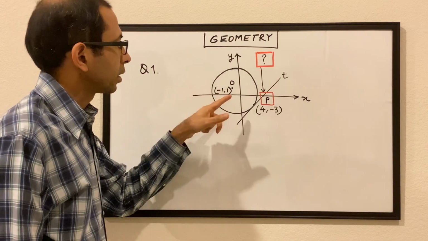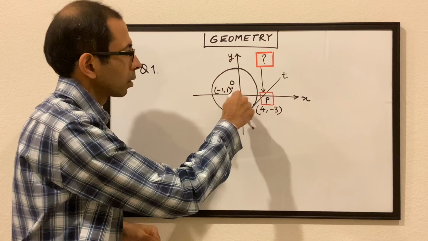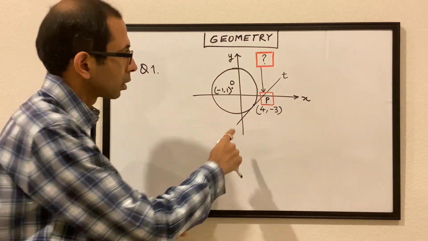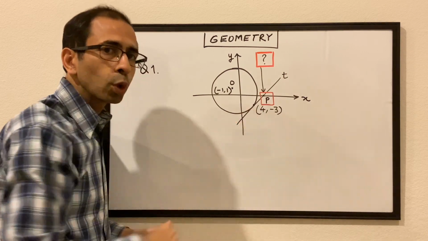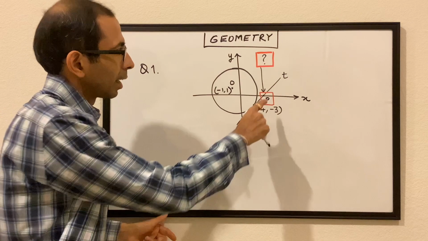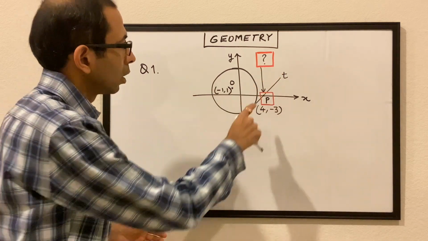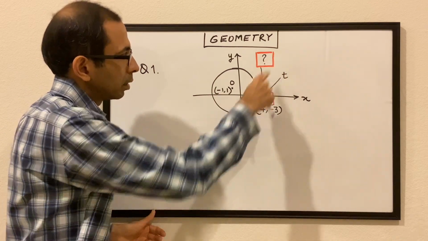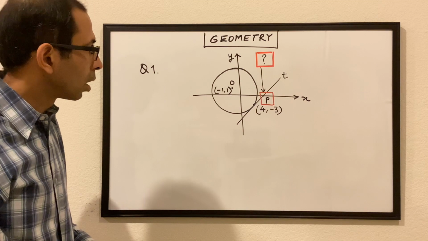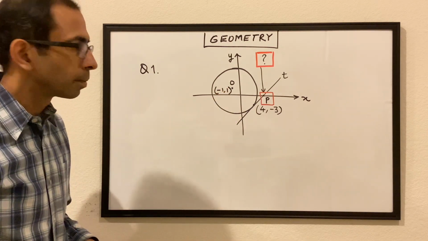So we have a circle with center (-1, 1), and there is a point on the circle (4, -3), and there is a tangent line T going through this point (4, -3), right? And we have to find the x-intercept of this tangent line. So we have to find the coordinates of point P where this tangent line cuts the x-axis, right? The center is not the origin, the center is (-1, 1), correct?